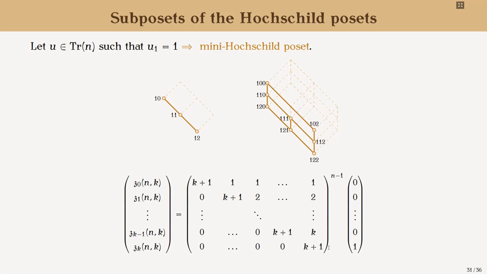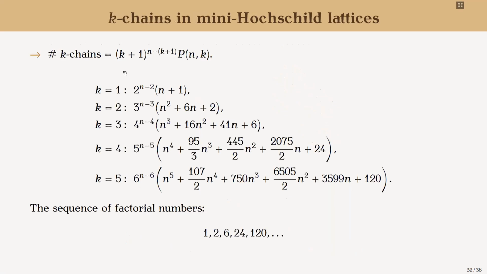to the Hochschild posets. And here are the first equations that we obtain for the enumeration of cation for the mini Hochschild. And here the constant elements 1, 2, 6, 24 are the factorial numbers, and we don't know why always.